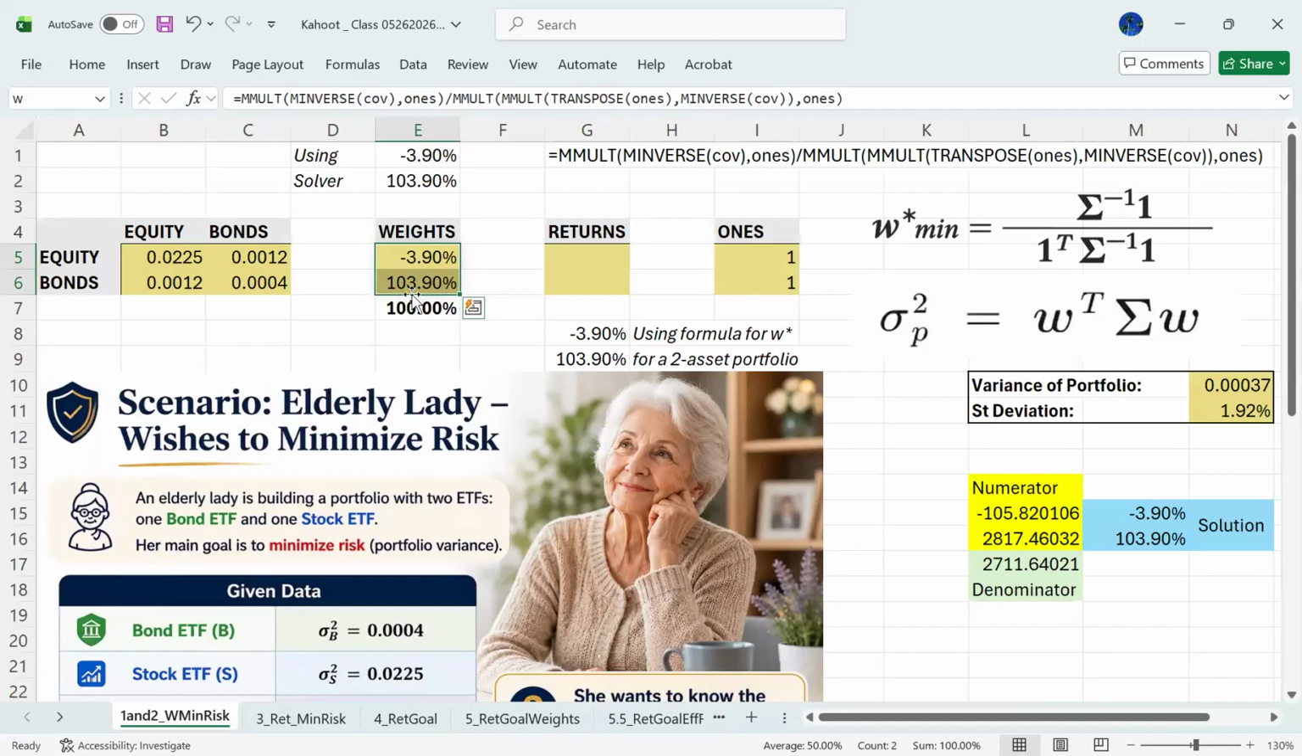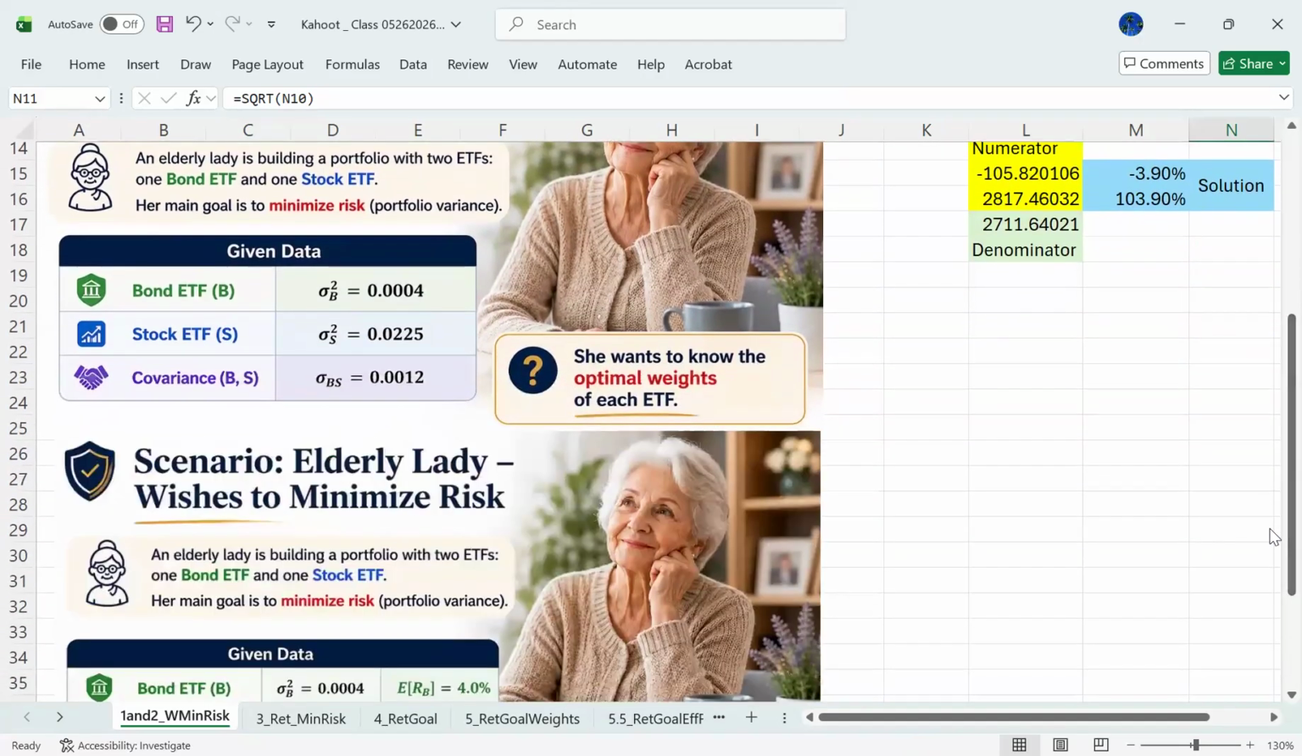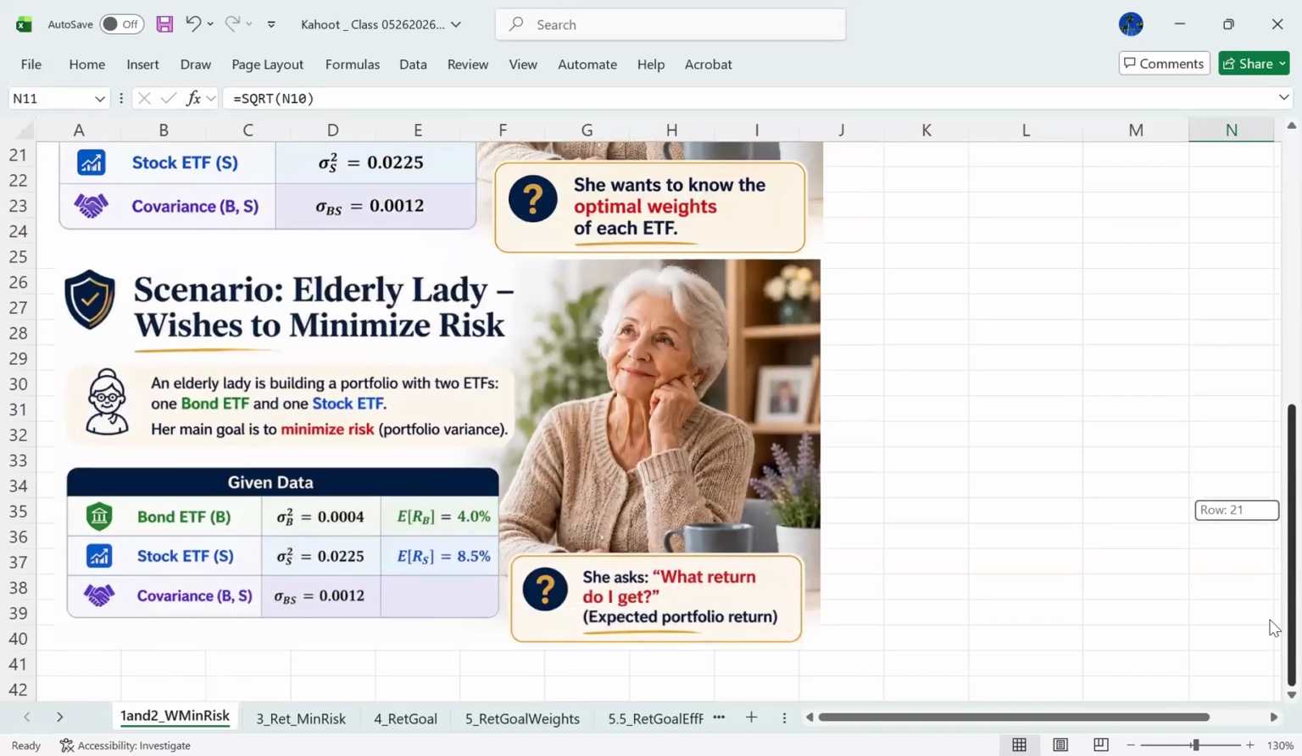Okay, how much risk am I taking if I do go ahead and invest in this portfolio? 1.92 is your total risk or volatility for this portfolio. Okay, and then one important question, if we scroll down a little, we have another slide here that I oftentimes use in some activities. And then the lady wants to know, okay, what is the return I am getting from this specific portfolio? So here the data is not changing, it's the same, but now we have more information.